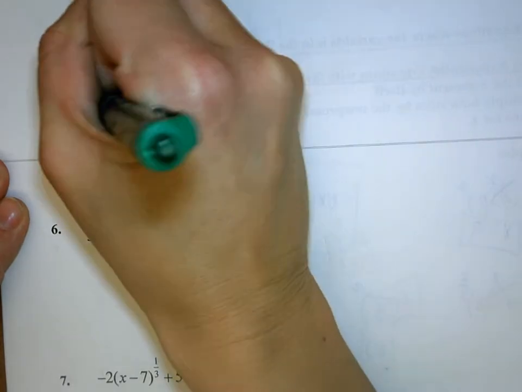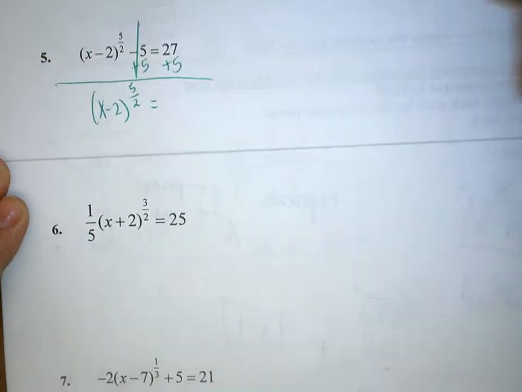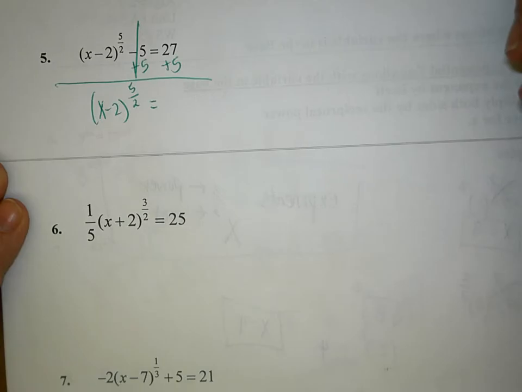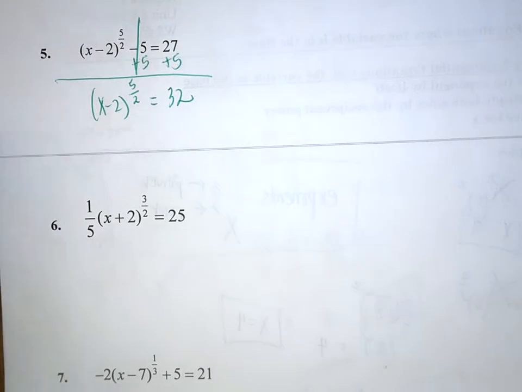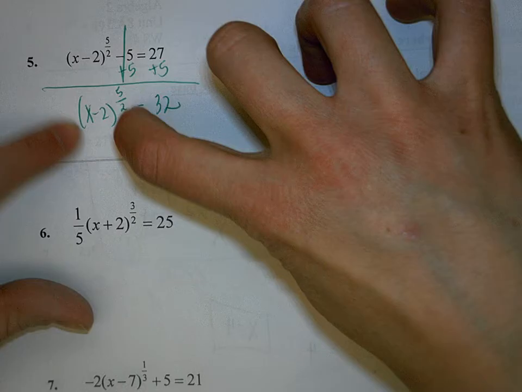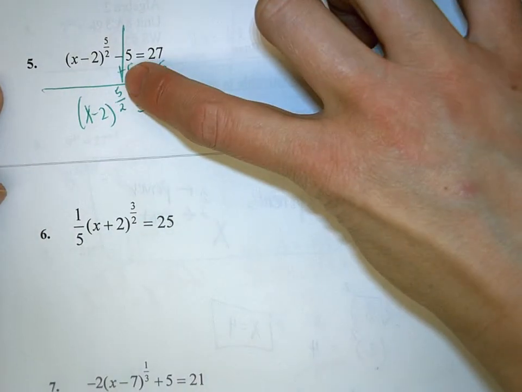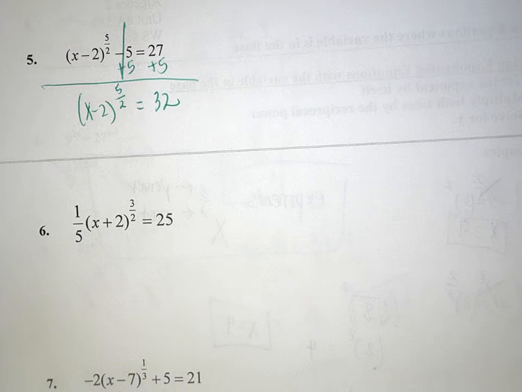So I do that and I have (x minus 2) to the 5/2 equals 27 plus 5, which is 32. Good. Is my exponent by itself? Yes, because this whole parenthesis is being raised to this exponent. So the exponent is by itself because the parenthesis is what is being raised to the exponent.